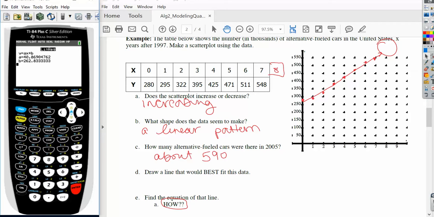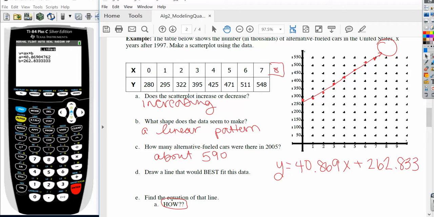So notice this is y equals ax plus b, which is the same thing as y equals mx plus b. So I would write y equals a, and I always round to 3 decimal points with linear regression, 40.869x plus 262.833. Okay? So that's how I would store it. And that's how I'd write my equation of best fit.